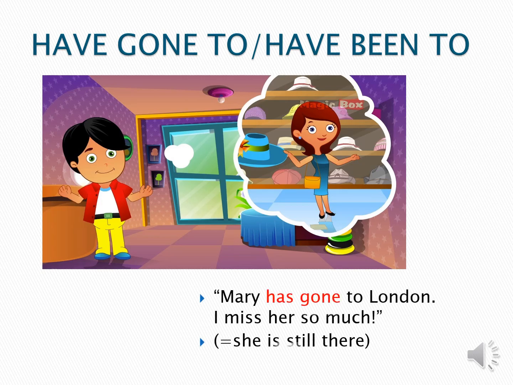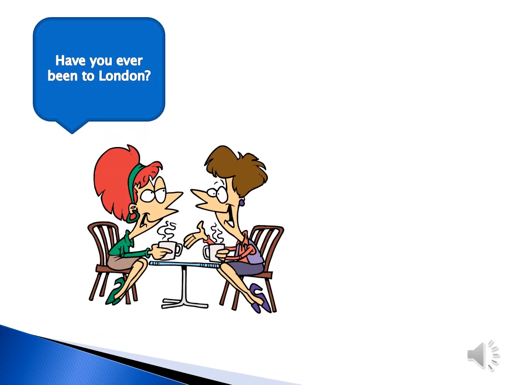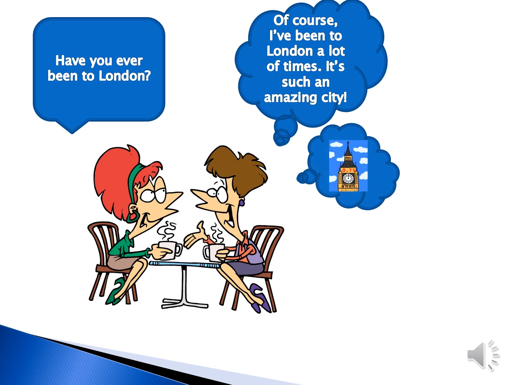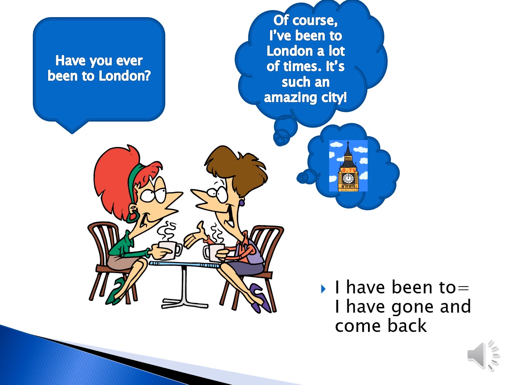Actually, they are similar. Let's look at the example. Mary has gone to London. I miss her so much. From this sentence, we can conclude that Mary is still there. She is still in London. We can also sometimes say, have you ever been to London? Of course, I've been to London a lot of times. It's such an amazing city. So, I have been to is similar to I have gone and come back.